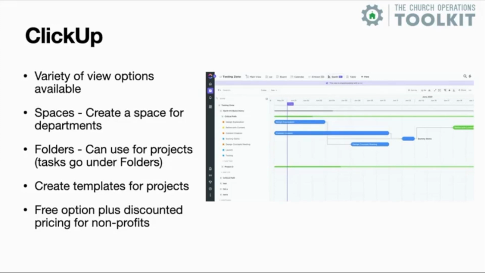You can create templates for projects in ClickUp. So if you do an event every year, you could create the template the first year that you're using ClickUp for that particular project. And then the next year, just use that template again. And you don't have to start over. You don't have to start from scratch year over year. So that's always a great option. And then finally, they do have a free option. Plus, they also offer discounted pricing for nonprofits.